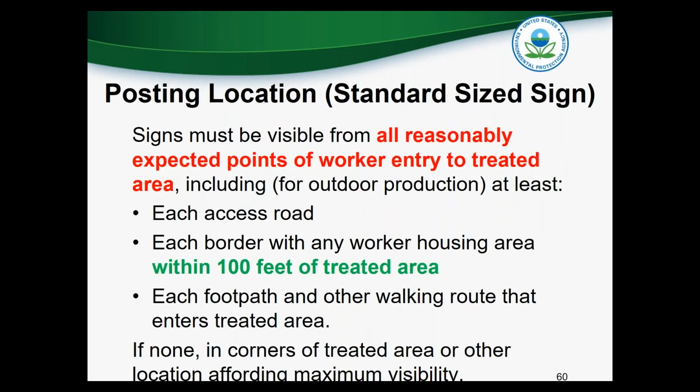Next slide. Posting location: signs must be visible from all reasonably expected points of worker entry. This may include each access road, each border with any worker housing area within 100 feet of the treated area, each footpath or other walking route that enters the treated area, and if none of the above, then at least in the corners of the treated area where they afford maximum visibility.